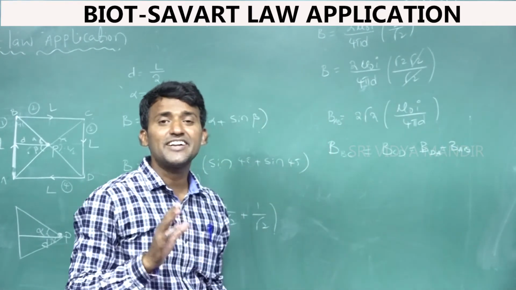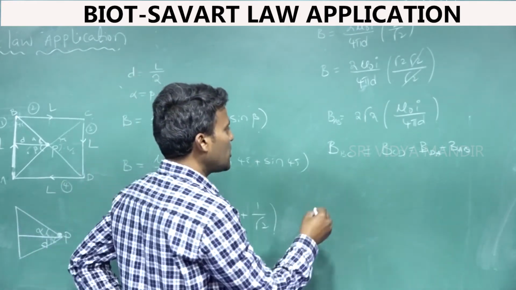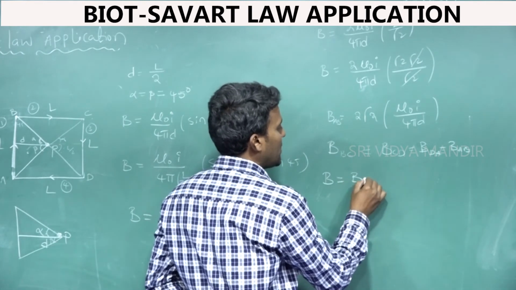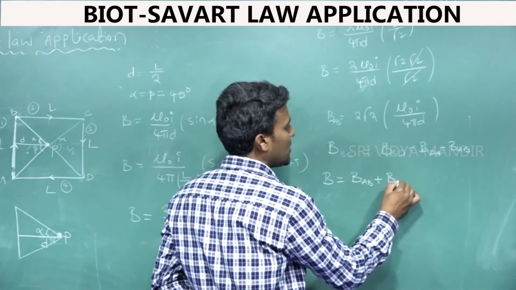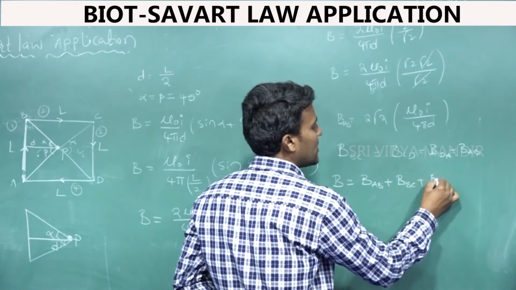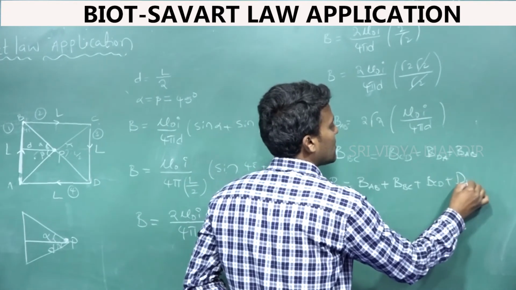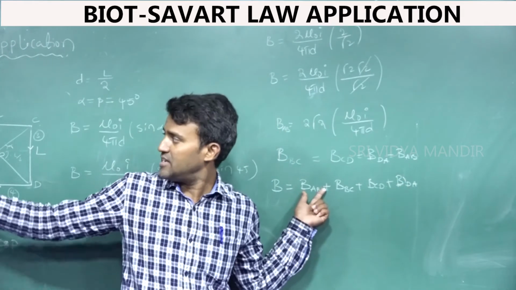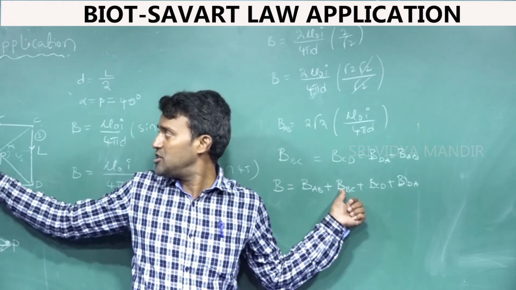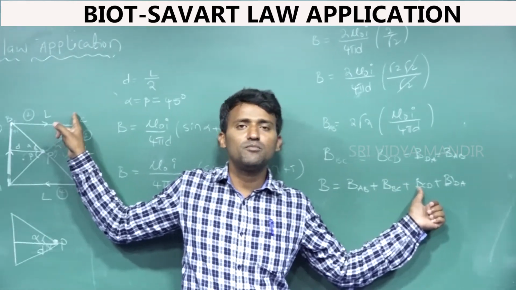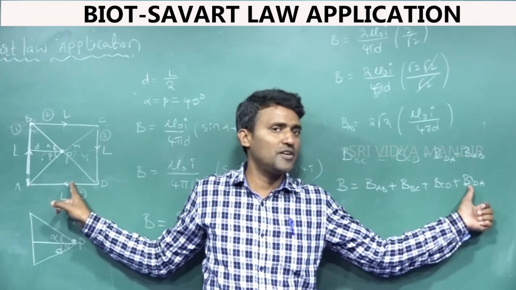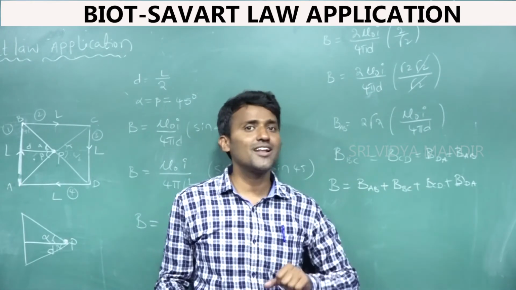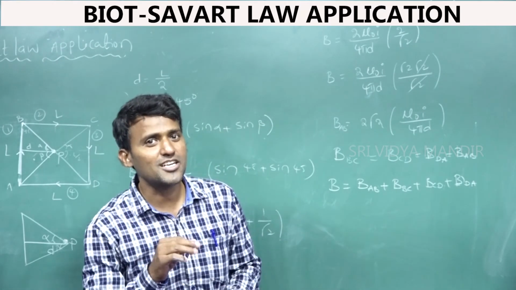Okay. What is the direction? Now you can write the total magnetic field. Total magnetic field is equal to B_AB plus B_BC plus B_CD plus B_DA. Magnetic field due to the AB plus magnetic field due to the BC plus magnetic field due to the CD plus magnetic field due to the DA. So the total is the sum. I have written that all are addition. But is it correct or wrong?